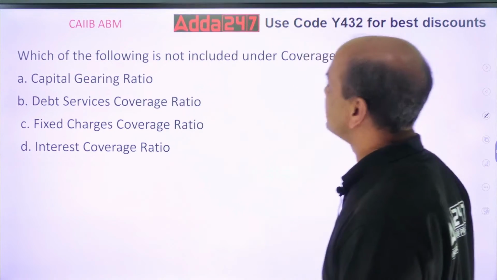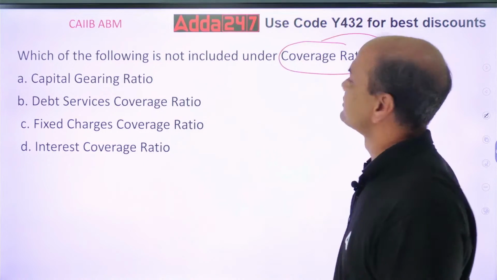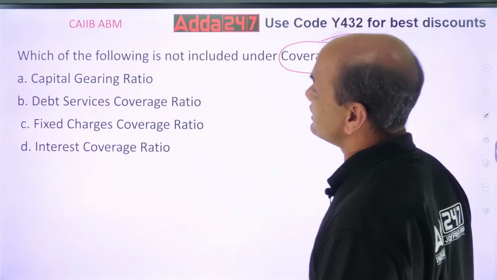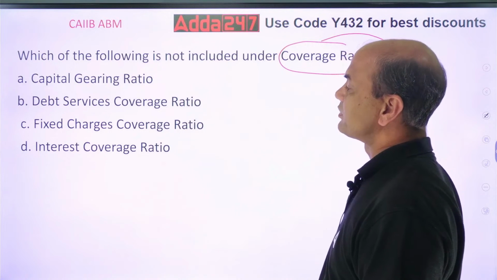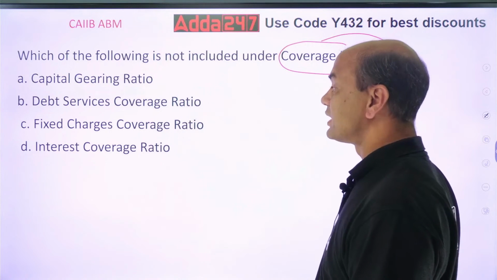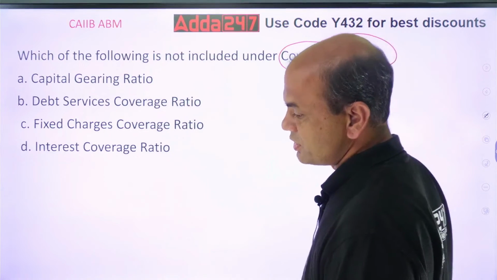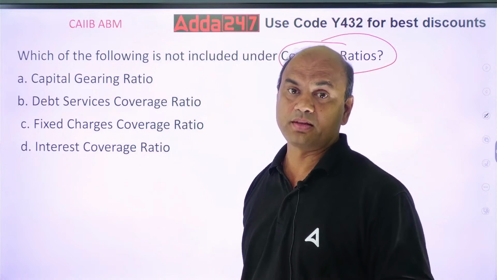Which of the following is not included under coverage ratios? Capital gearing ratio, debt service coverage ratio, fixed charges coverage ratio and interest coverage ratio. So which of the ratios is not included in coverage ratios?